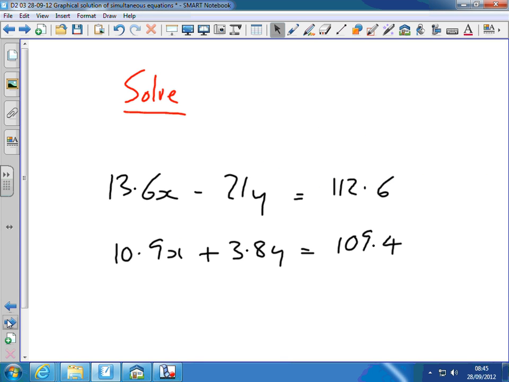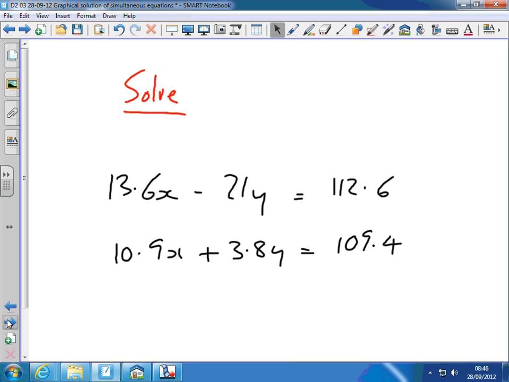So first step, if we want to solve something like this, 13.6x minus 21y equals 112.6, 10.9x plus 3.8y equals 109.4. We've looked at that, we reminded ourselves of the algebraic way to do that, which was, if you remember, to try and make either the x's or the y's the same so that we can then eliminate them. Well, that's not easy to do in a situation like this. And you can imagine in an environment where you're doing some engineering, highly unlikely you'll have whole numbers. So when we look at it algebraically, it's usually designed so it's quite easy to solve. But in the real world, that's not how things work.